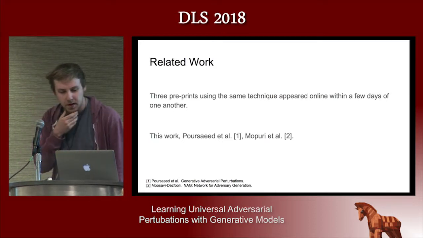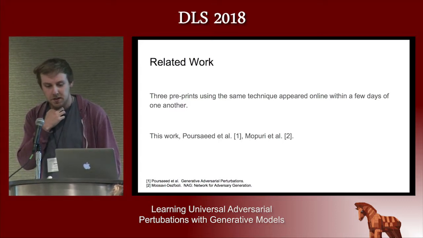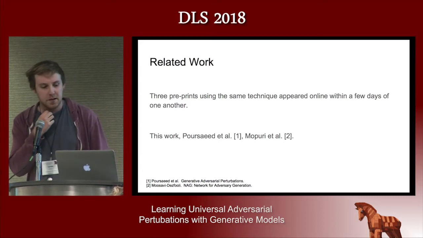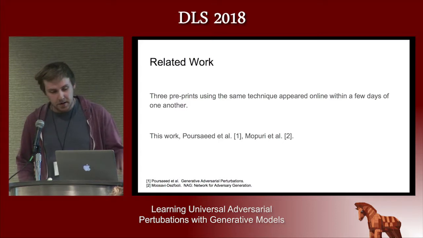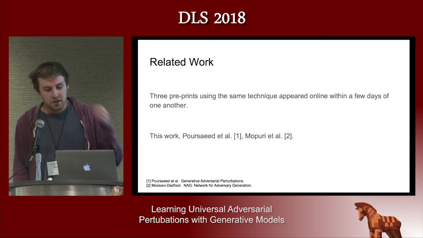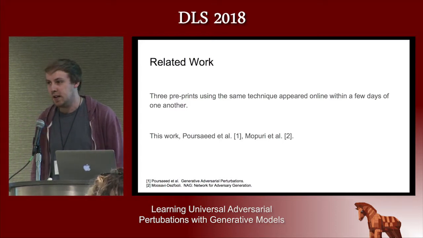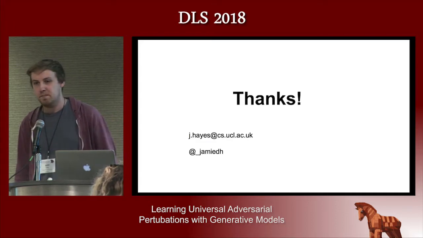Quickly before I wrap up, adversarial machine learning is a scarily fast-paced field to be in, and so it wasn't a surprise when 3 preprints within the same week appeared doing identical things. So my paper, a paper by Porseed and his co-authors, and Mupori and his co-authors, they basically all do the exact same thing, and they are both very good papers. So if you're interested in this work, as well as checking out my paper, I would encourage you to check out those 2 other papers. Sorry, thanks.